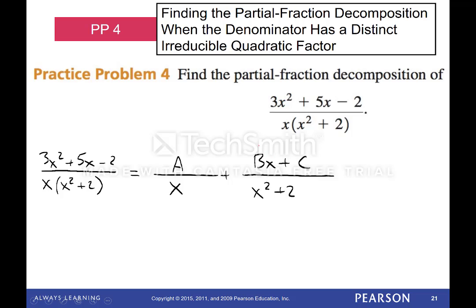We just say bx plus c. So now notice I have the part with the multiplier of the x, and then I also have the constant term at the end. Because this was degree 2, I had to put in x to the power 1 and then the constant term. Okay, so that's the setup for those.